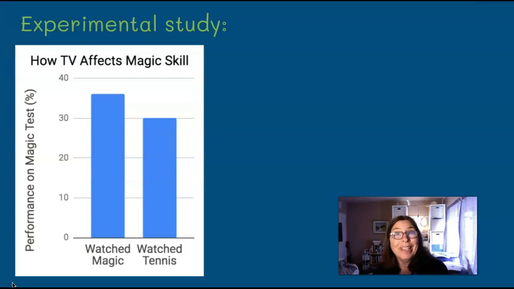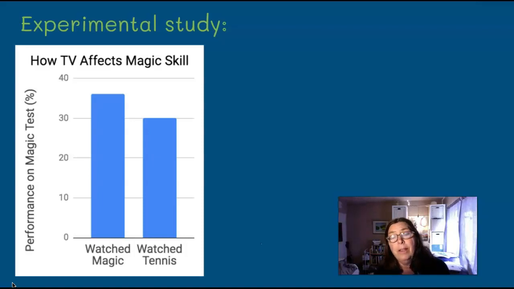So it's time to go on to an experimental study. Hard to do an experiment with 100 first graders, but pretty easy to get 20 college students to participate in your study. So you get 20 college students, you put 10 of them in a room to watch magic shows on TV for a few hours, you put another 10 to watch tennis matches on TV for a few hours, and then you give them both a magic test.